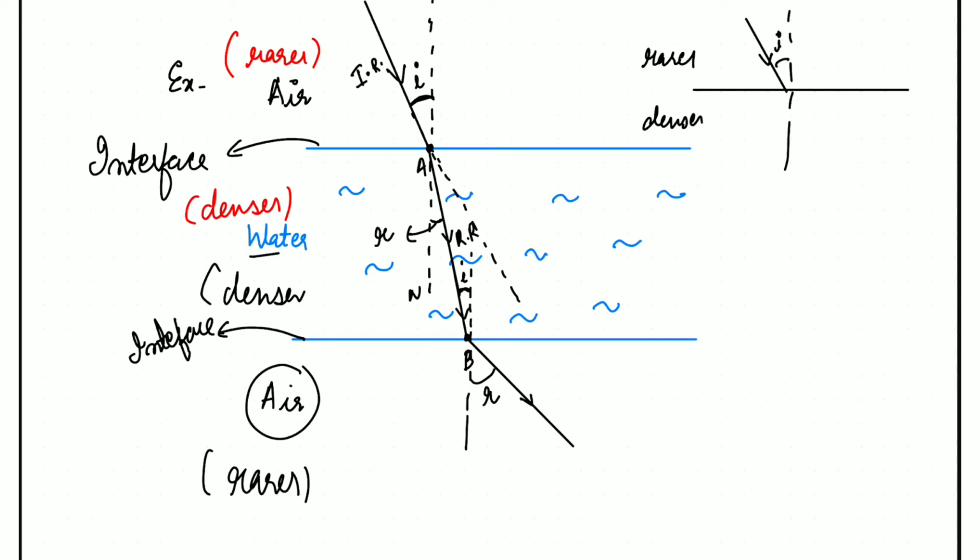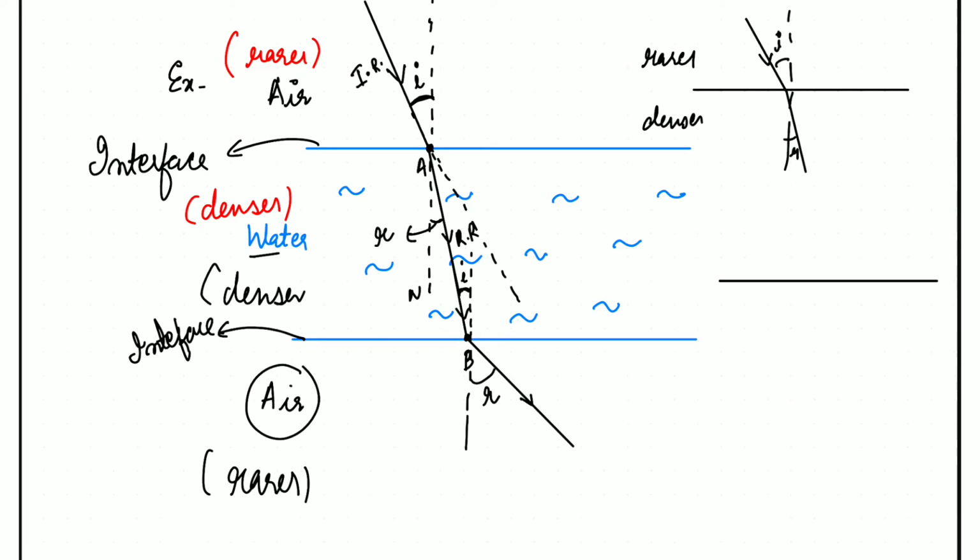When you're going to the denser medium from the rarer medium, the light ray is going to bend towards the normal, right? It is going to bend towards the normal, something like that.